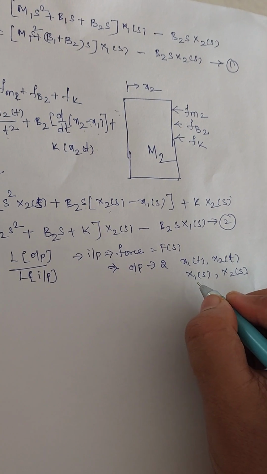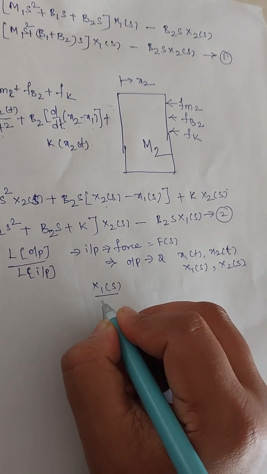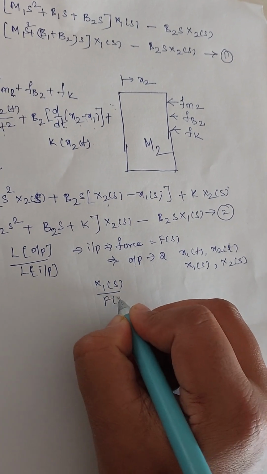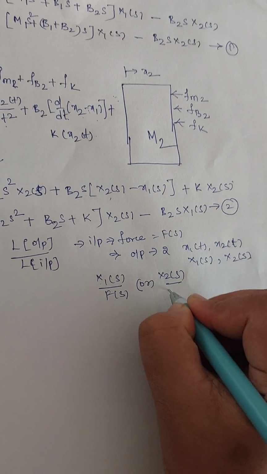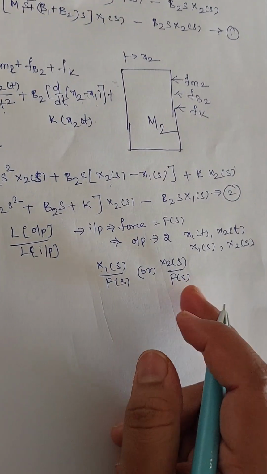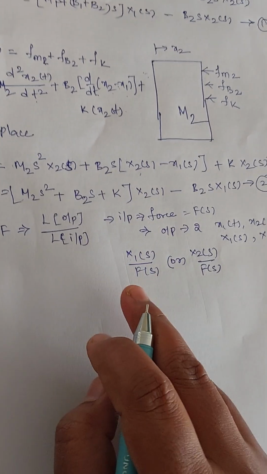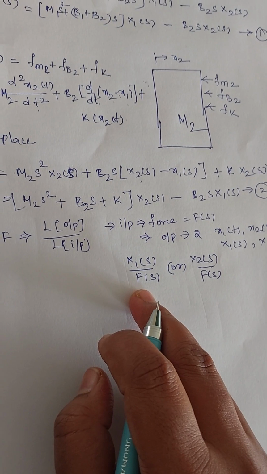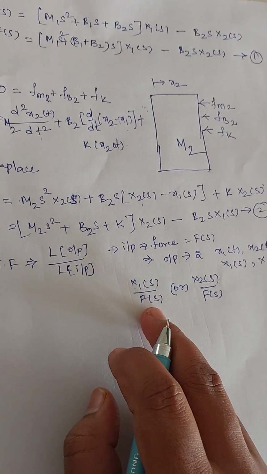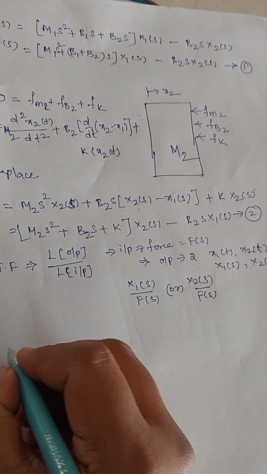Now either we can write the equation with respect to x1 of s, which is x1 of s by f of s, or we can write x2 of s by f of s. We can write any of the elements according to the question they have given. Here I want to write the equation as x1 of s by f of s. For this we have to bring the two equations 1 and 2 to one place.